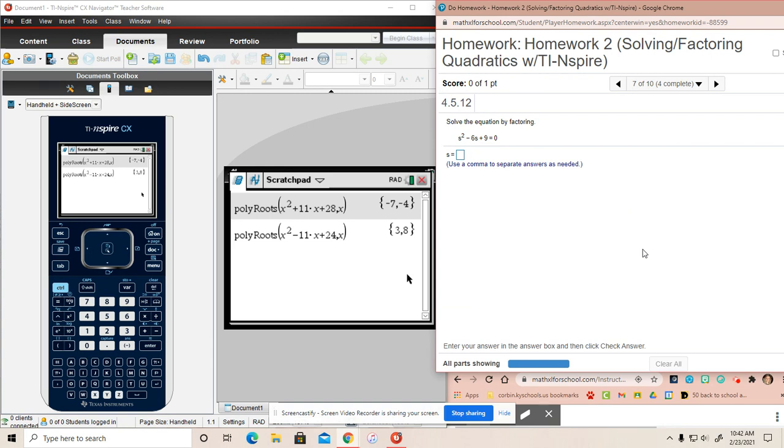You can use the graphing tool on your calculator, or you can use the poly tools. And both are very effective.